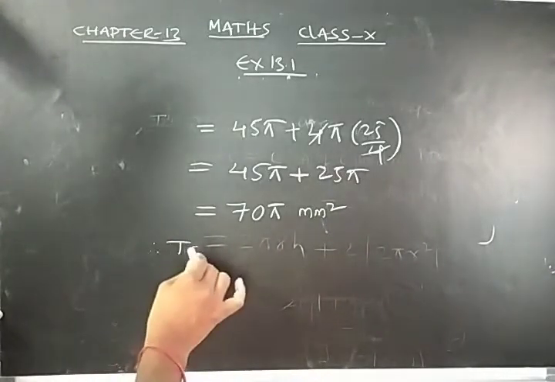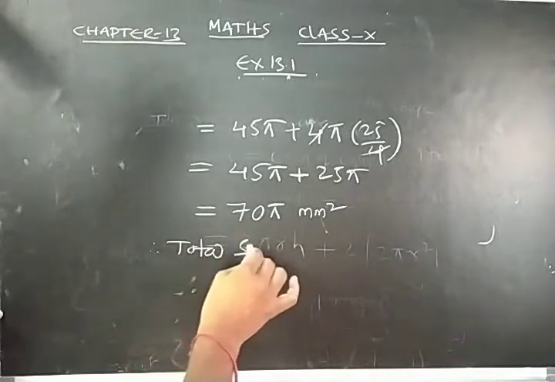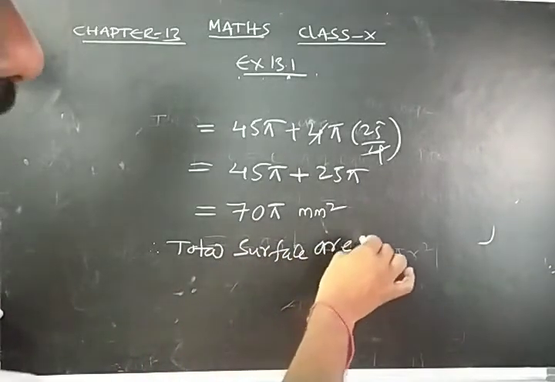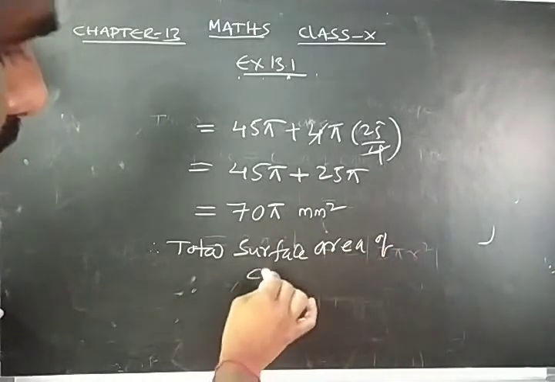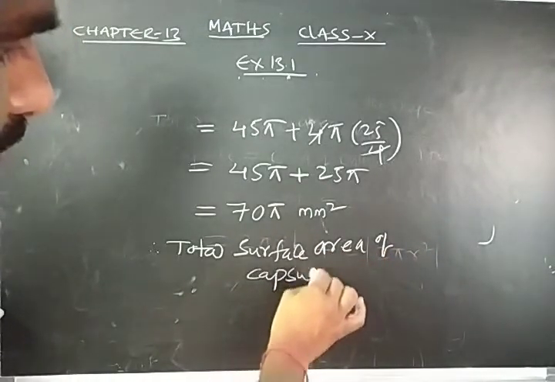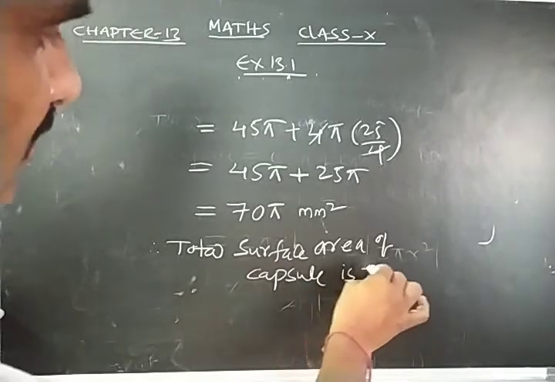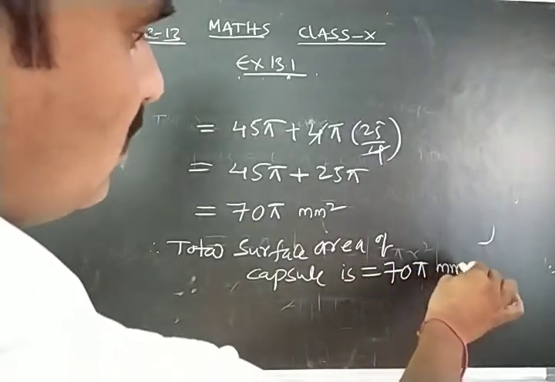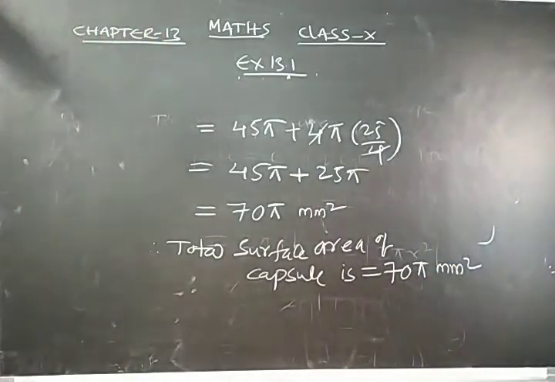Therefore, the total surface area of the capsule is equal to 70 pi millimeter squared. Okay, right.